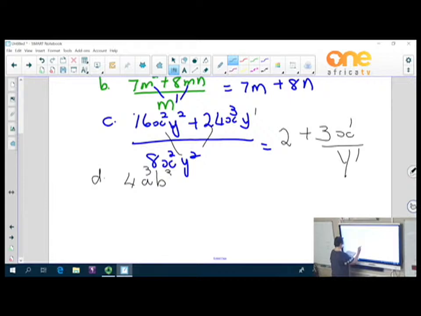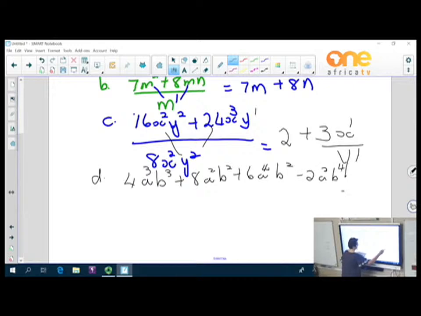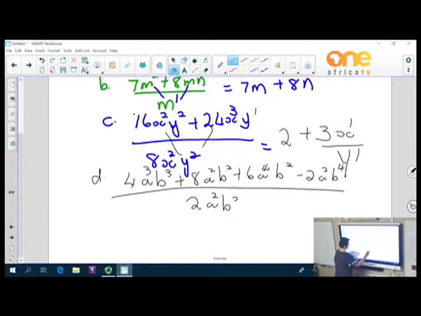4a^3b plus 8a squared b squared plus 6a to the power of 4 b squared minus 2a squared b^4. And we're dividing this whole sum by 2a squared b squared. Each one must be divided, so you are going to do 4 division sums here.